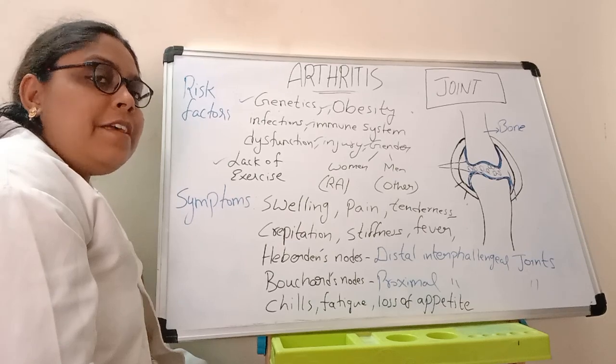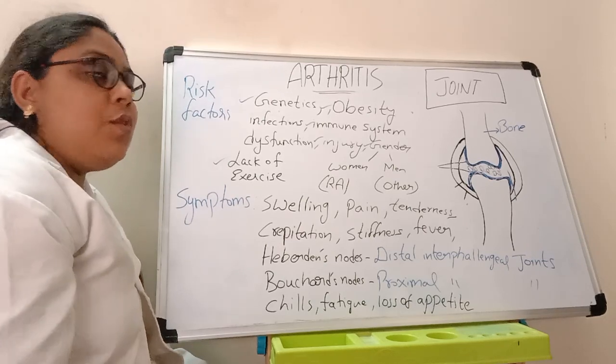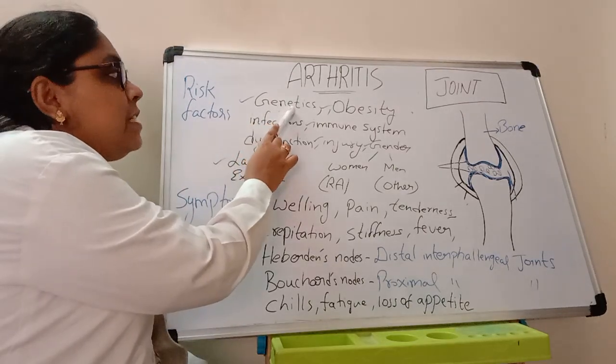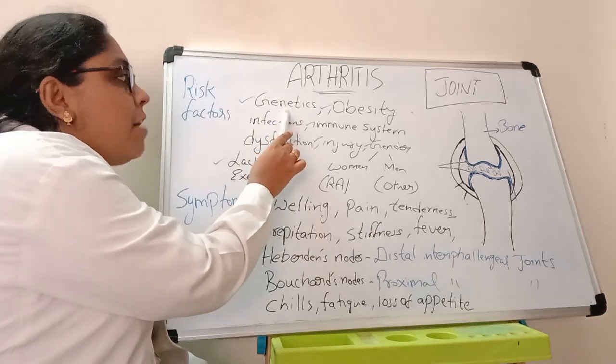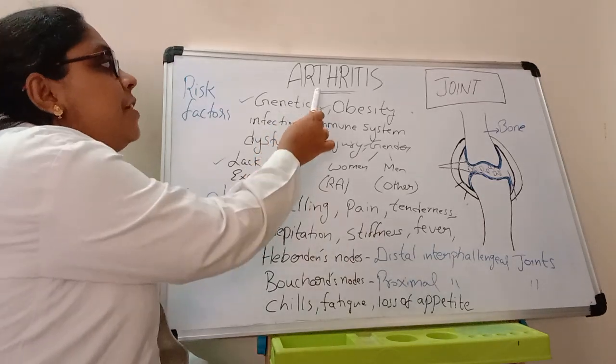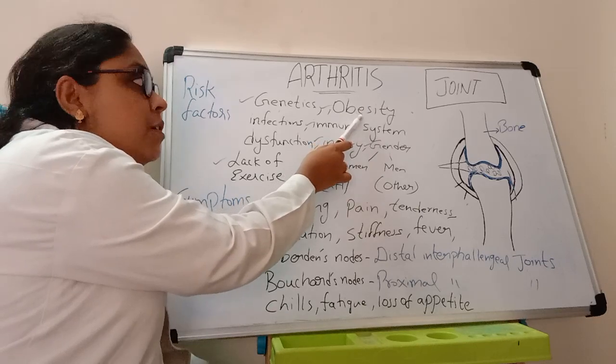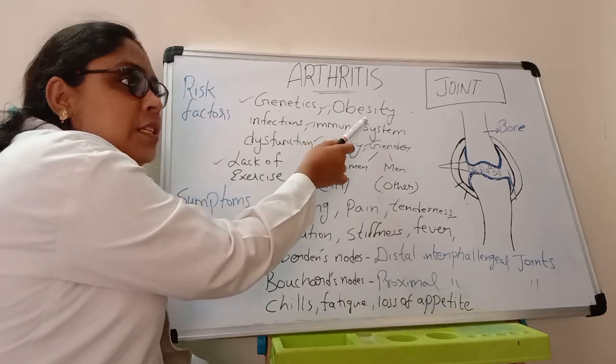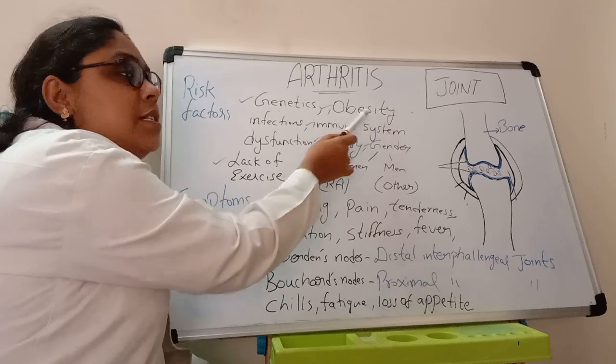Next we'll discuss the risk factors of arthritis. So what are the risk factors? First one is genetics. Because of any family history, they may get this arthritis. And second one is obesity. Because of being overweight, there is overstrain over the joints, so it may cause this arthritis.